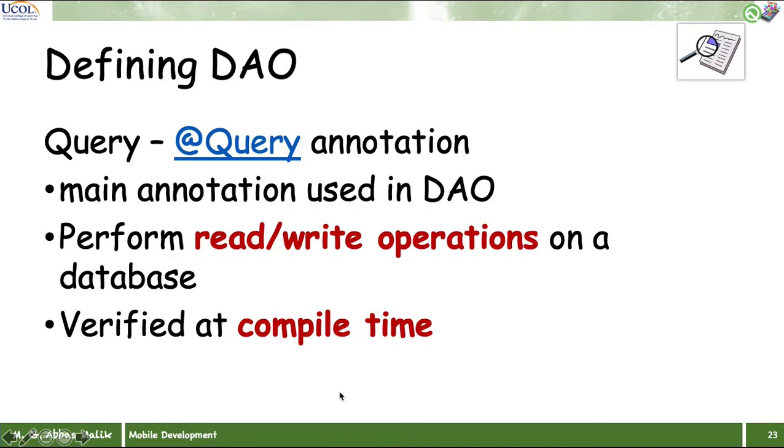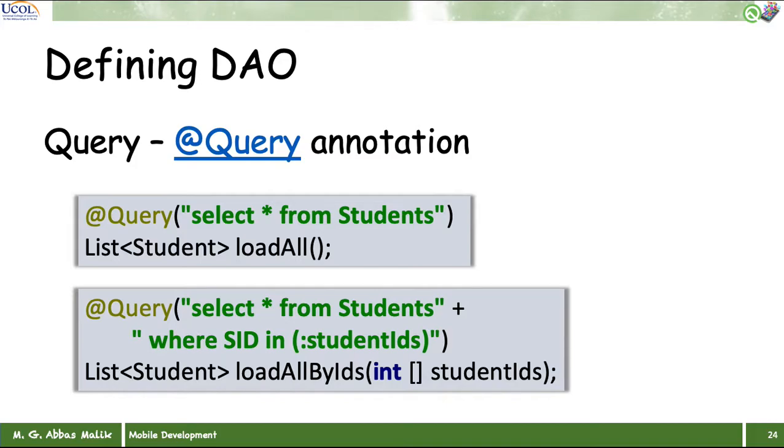So that's one plus point here. Even though the queries are string types, we can check whether they are valid or not. So we can get the feedback from our Room compiler. So these are some examples.